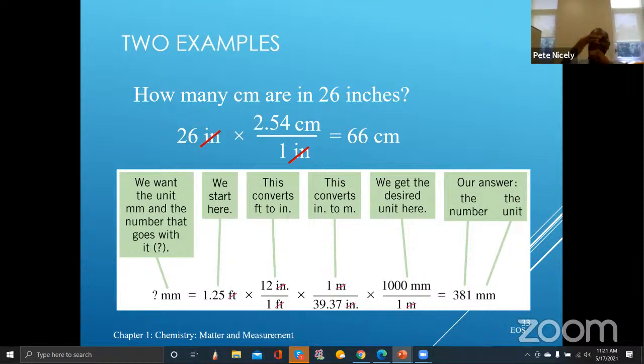All right. Any question about this particular example? Any question?